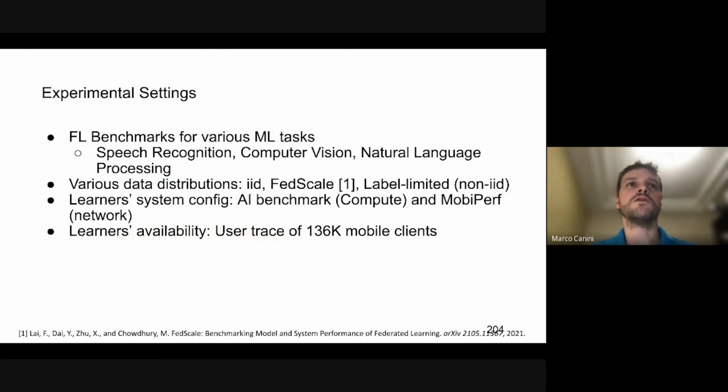So I'll just try to convey with some experimental results that this actually works sufficiently well in practice across a range of machine learning tasks, including speech recognition, computer vision, and NLP for various data distributions and across many different configurations. What I want to emphasize is that we're trying in particular to be careful to set up realistic evaluation. So we use compute distributions and network bandwidths and traces of client availability.